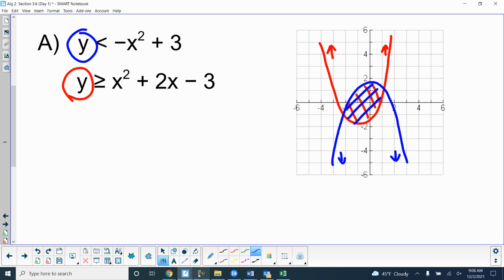So all the points in that red-blue area would work in both inequalities. Any points outside of that area wouldn't work in both. That's what we're looking for. When you have 2 in one problem, you're going to see where the shaded areas overlap. That's your answer. Does that make sense? Questions? So just remember, you dash it. Oh, my blue one should have been dashed, right? You guys didn't correct me, did you? All right?